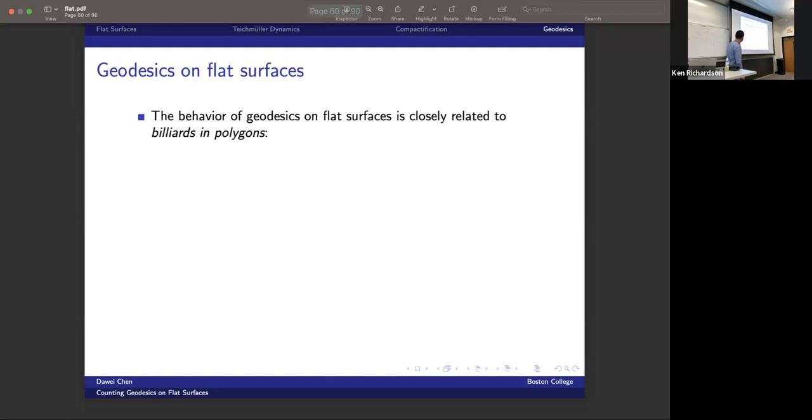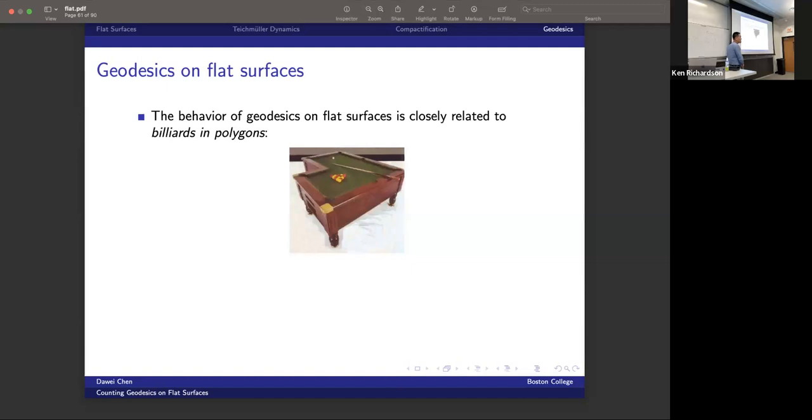So the behavior of geodesics on a flat surface is related to billiards in a polygon. I think many of you must have played billiards on a rectangular billiard table. But what about the L-shaped billiard table? If you keep track of the billiard trajectory, say the ball goes to here, of course it will reflect. But alternatively, you could also unfold, reflecting your billiard table, and then let the billiard ball go.